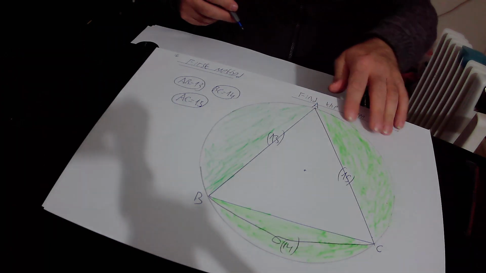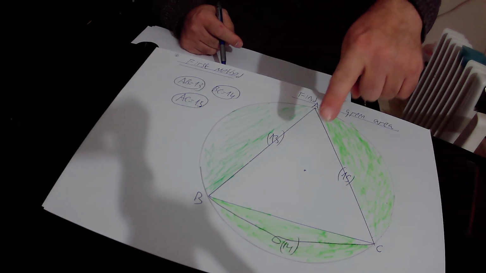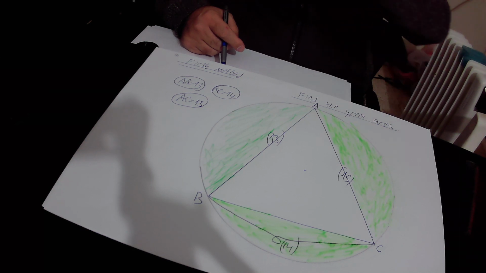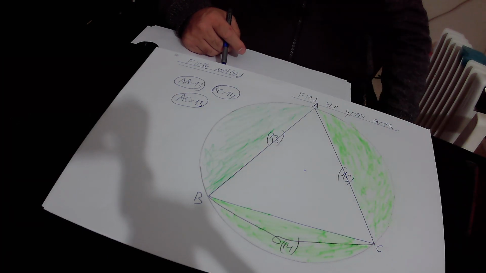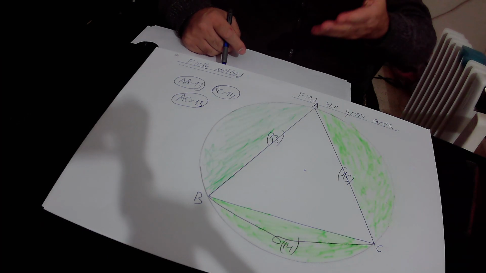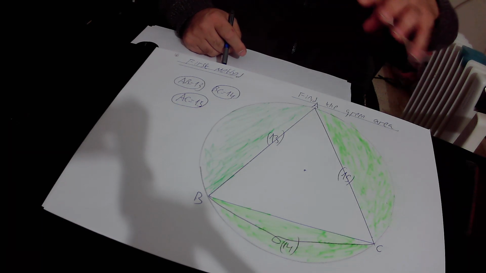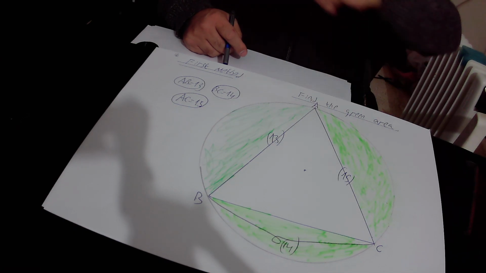We know that side AB of this triangle equals 13 units in length, side BC equals 14 units, and side AC equals 15 units. Our mission is to find the area of this green shape. From the drawing it's very clear that the area of the green shape equals the area of the circle minus the area of triangle ABC.